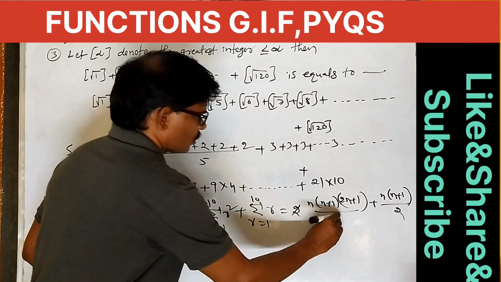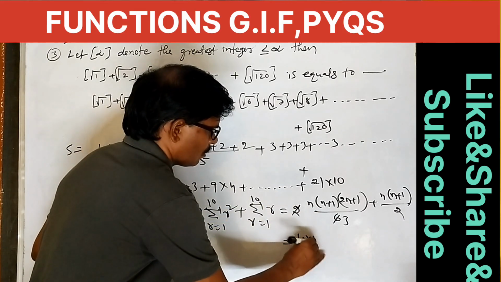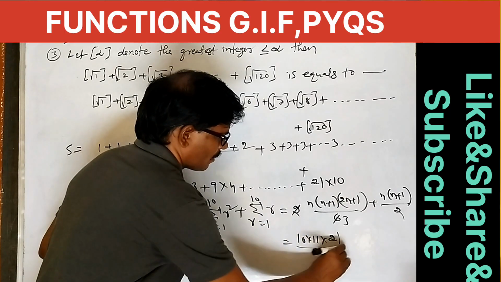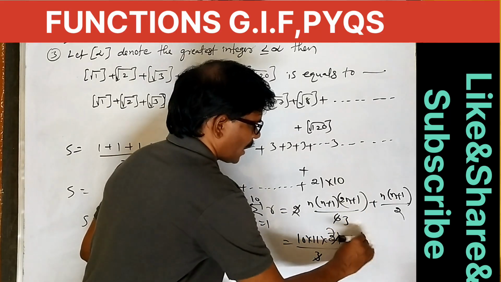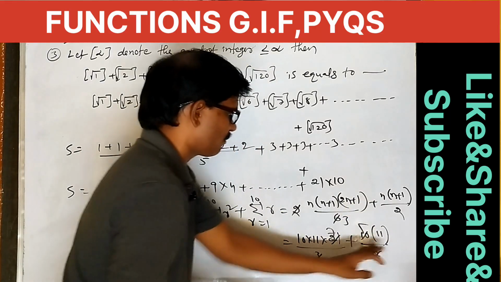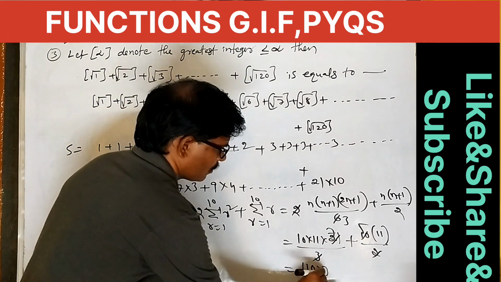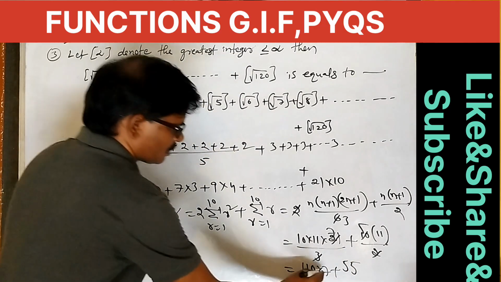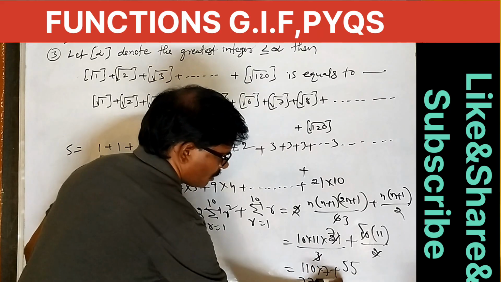Here 2 1s, 2 3s cancel. What is the n value? n is equal to 10. 10 into 11 into 21 by 3. 3 1s, 3 7s cancel. Next plus here also 10 into 11 by 2. 2 1s, 2 5s, this is 55. 11 into 10 is 110. 110 into 7 is 770, plus 5 11s are 55.